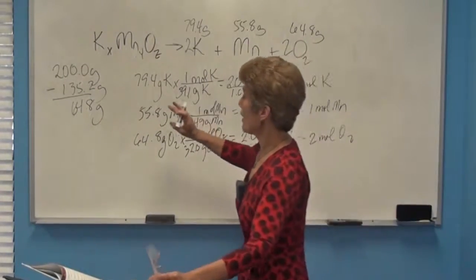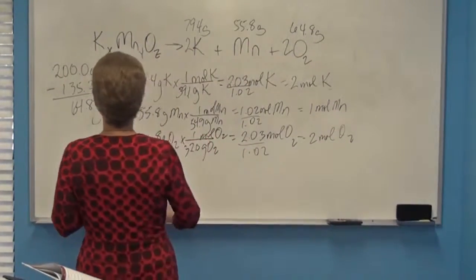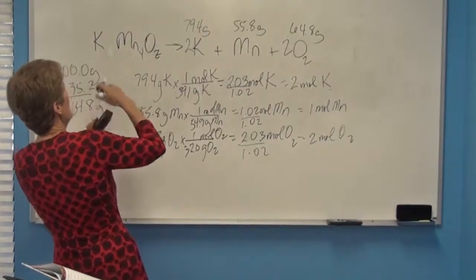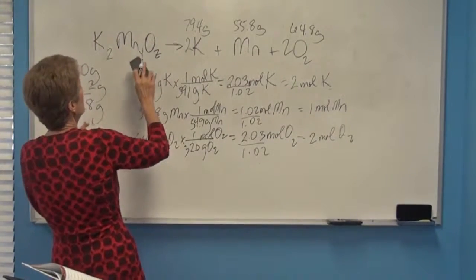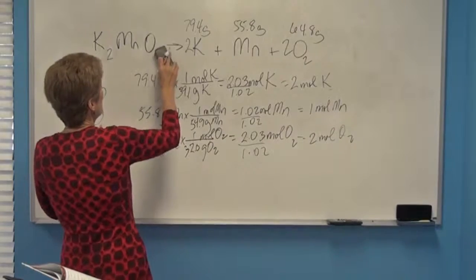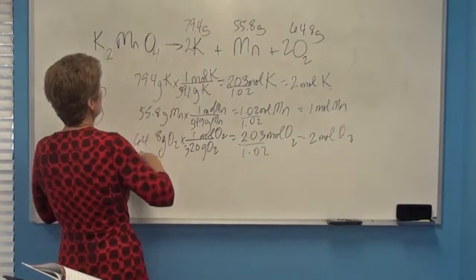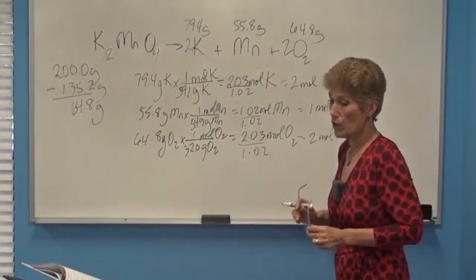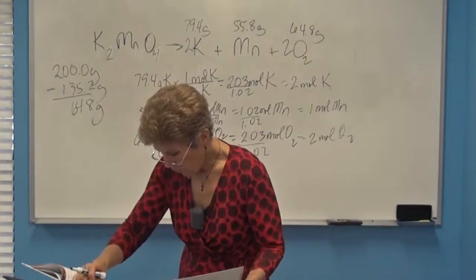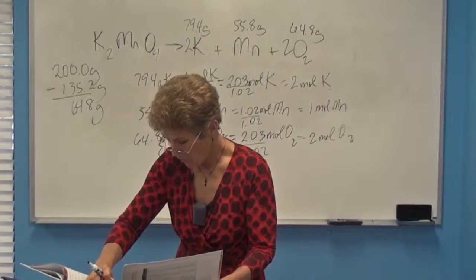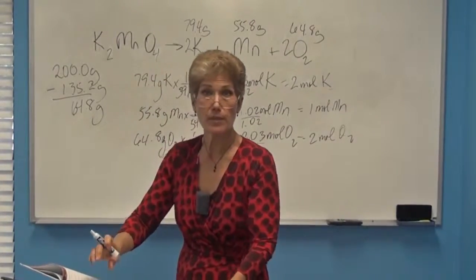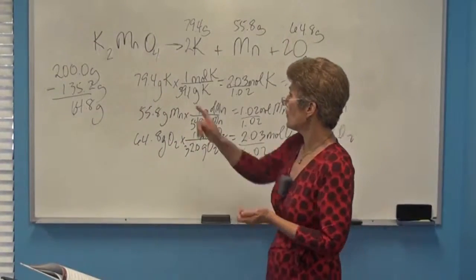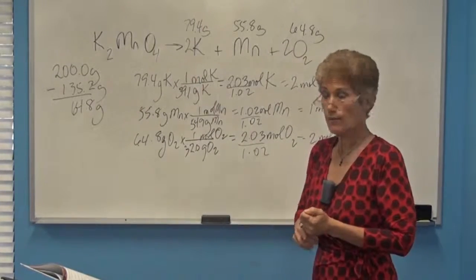So now we can go back over here and balance this equation, so the potassium gets a 2, the manganese gets a 1, and the oxygen gets a 4. So we have K2MnO4. Now the question was, what is the empirical formula? Well, that is an empirical formula, isn't it? Because you can't divide it through by anything, so that would be our answer.